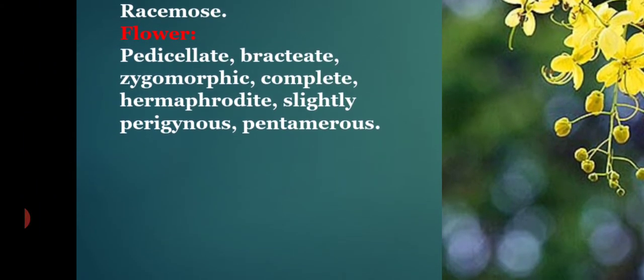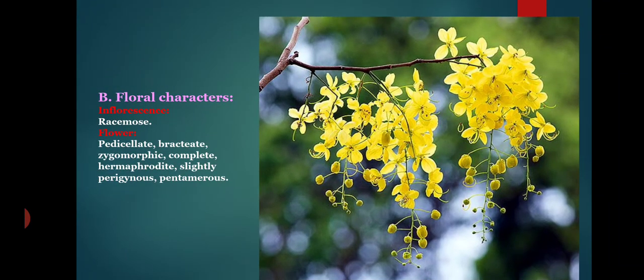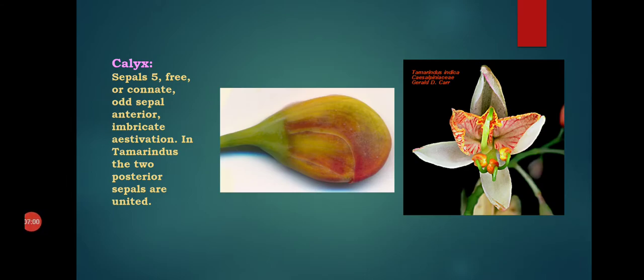Then bracts are there, so it is bracteate, zygomorphic. That is the speciality. Here the flowers are zygomorphic, then complete, hermaphrodite, that is both male and female, bisexual flowers, and slightly perigynous and pentamerous. That is the floral character. And this Cassia fistula is also a practical specimen. Next, we can study one by one: the study of calyx, then corolla, then gynoecium and androecium.